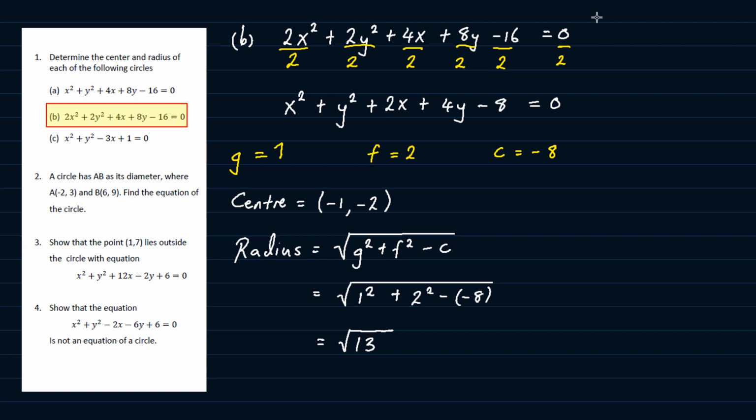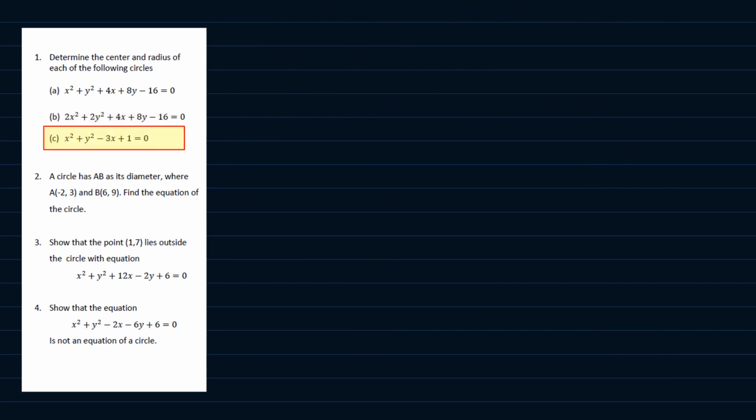Let's go on to part C. On part C, we have x squared plus y squared minus 3x plus 1 equal to 0. So G here is half of the coefficient of x, which in this case is minus 3 over 2. F is half of the coefficient of y. We do not have any term in y, so that will be 0. Then for the constant, C is just going to be 1.